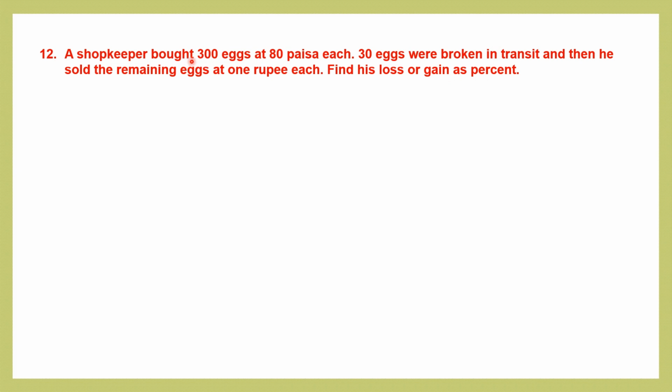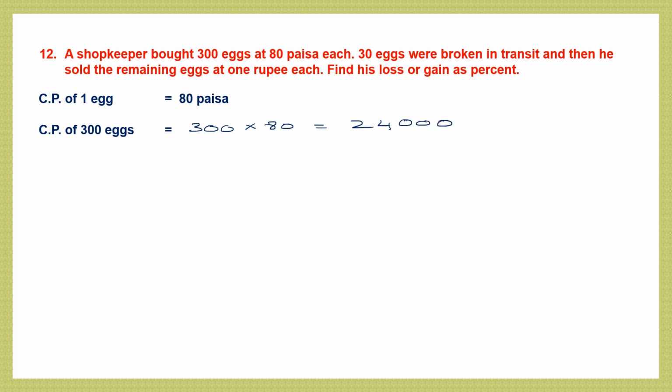So first thing we need to know the cost price of 300 eggs here. So cost price of 1 egg we know is 80 paisa. Cost price of 300 eggs will be 300 into 80. 300 into 80, 8 threes are 24, and then we add the 3 zeros. Now since we have so many numbers, we can convert it to rupees and paisa. So you put a point here. So now what do we have? We have 240 rupees. This is the cost price of 300 eggs.